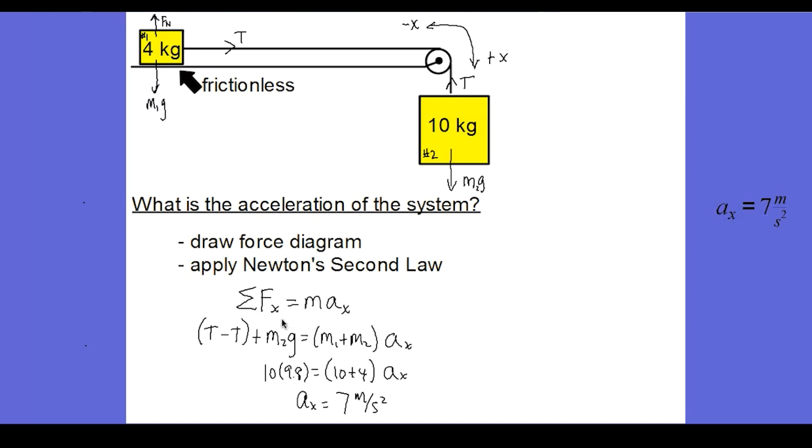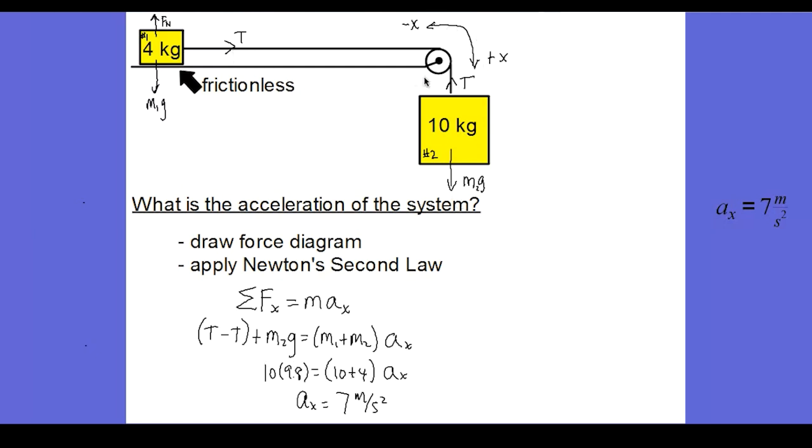The sum of the forces in the x is equal to mass times acceleration in the x, and here we're going to let the tabletop be the x direction, and the pulley changes that direction of force so that we can say the 10 kilogram mass is also moving in the x direction. Here's my coordinate system here.